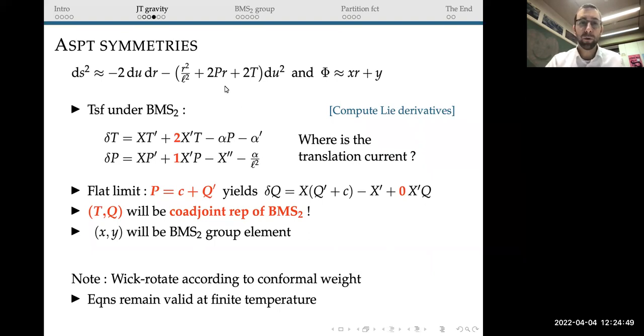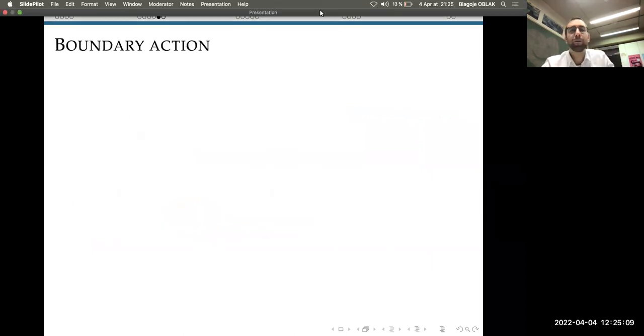So I have now introduced, are there any questions at this stage? This is sort of a preliminary from which I can proceed later. So I know the phase space of metrics and dilatons I'm going to consider. I know the transformation laws under BMS2, and I want to move on to the action of the theory. Shall I? I shall. Okay, so let me talk about the boundary action.